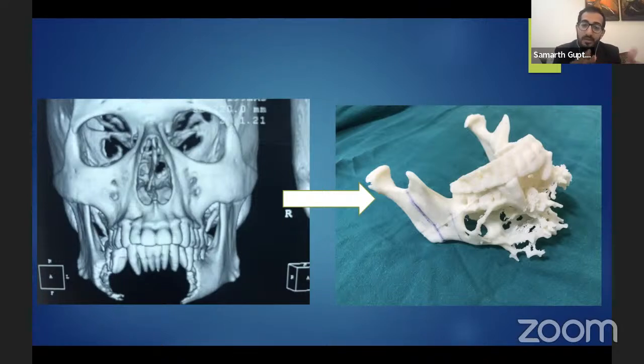So only the condyle part and half the ramus vertically will be left behind, and the rest of the mandible will be taken out. Now, this is very essential because residents, young surgeons, and even medical students can actually understand how much of the mandible needs to be reconstructed from the fibular bone.